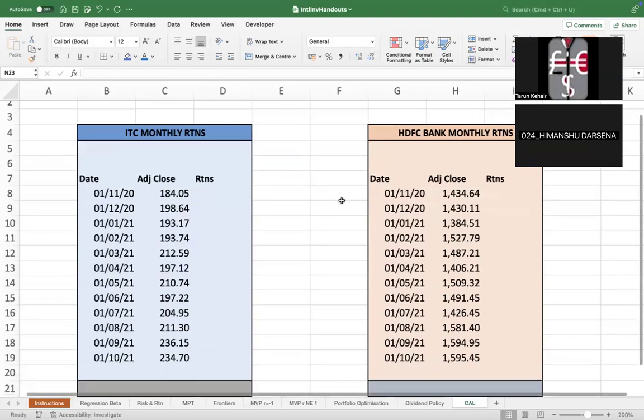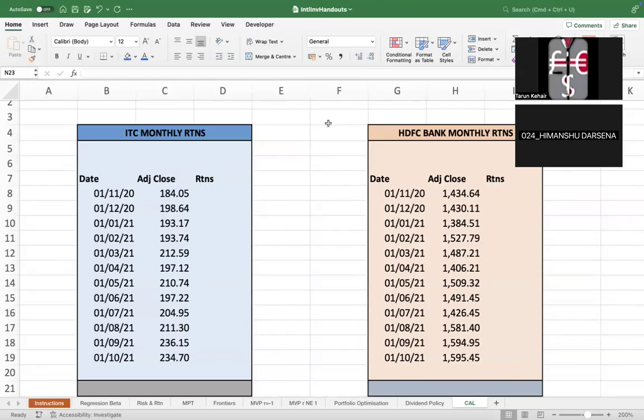So if I start with risky assets, I have taken ITC and HDFC Bank. There's no specific reason for it. Both of them are traded on the exchange. Both of them will have standard deviations, and therefore both of them can be considered as risky assets for the risky portfolio, right? So the first step always is to, what is the first step?